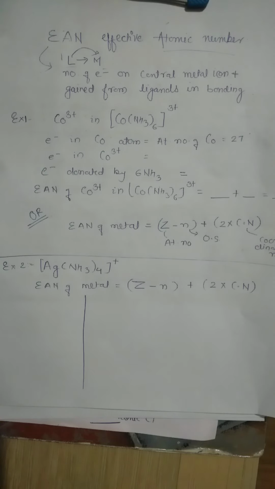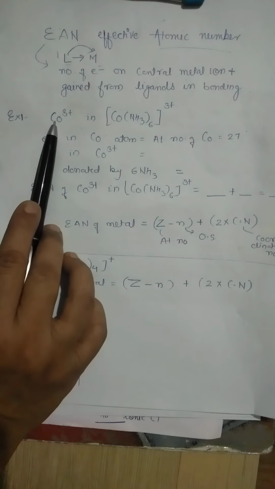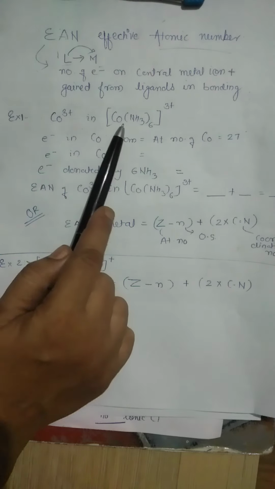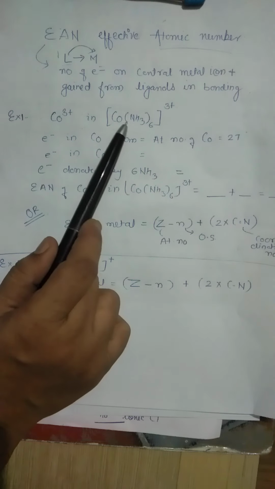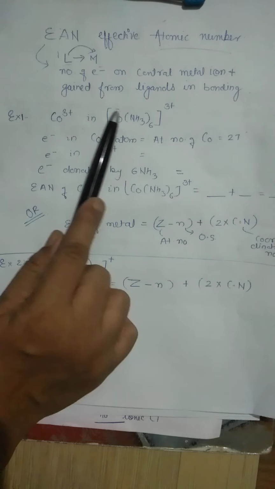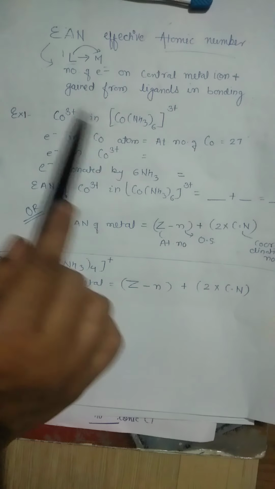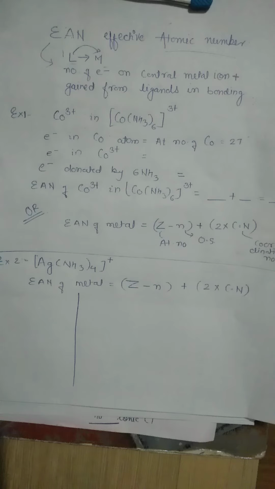Okay. Now in this, questions are asked for 2 marks for EAN, that is to find the effective atomic number of a particular central metal ion in a given coordination compound. Like some examples I have given here. Just see here. Cobalt ion in cobalt hexamine complex. In this central metal ion, what is the effective atomic number of this cobalt ion? So that is asked.